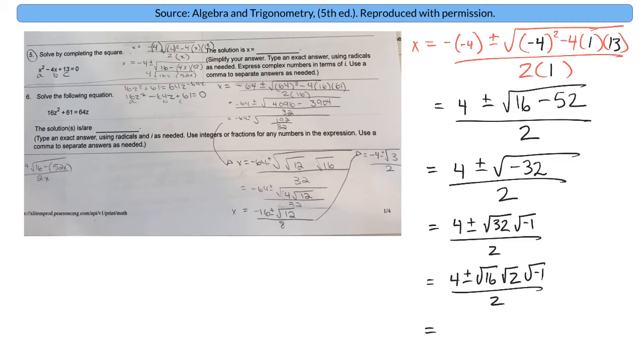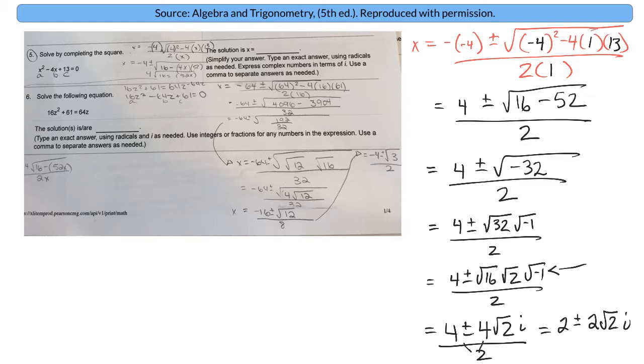And so this would be 4 plus or minus, square root of 16 is 4, root 2 is there, and wherever there's a square root of -1, you can replace that with an i, over 2. And then 2 divides into both of those, so it'll be 2 plus or minus 2 root 2 i. Okay, hopefully that helps you with number 5.